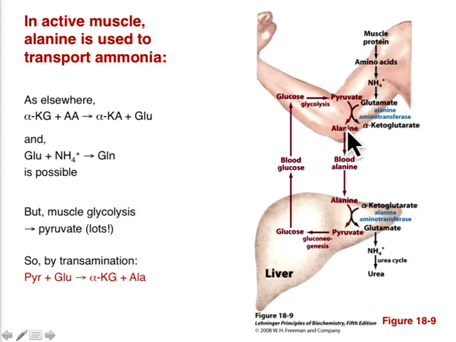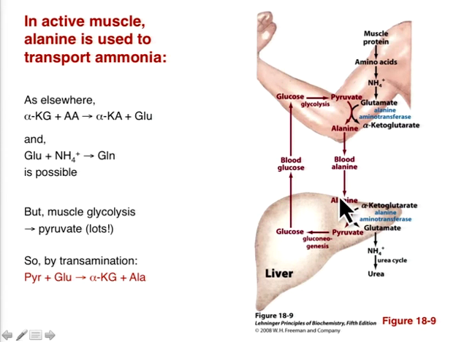Alanine is then less charged than pyruvate, right? Or it's about the same charge, when you think about it. But alanine is what's transported, right? Because alanine is a zwitterion. So alanine is transported.